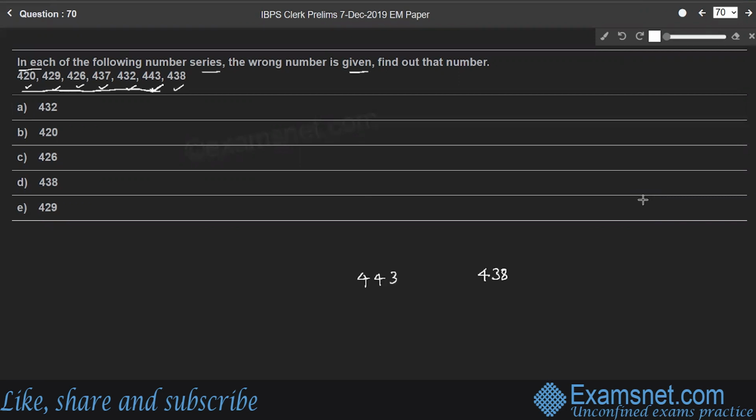How are they related? The last number is obtained when a number is subtracted from the previous number 443, because 443 is greater than the last number. Therefore, when 5 is subtracted from 443, we'll get the last number. Its previous number is 432, which is less than 443. So when 11 is added to 432, we'll get 443.